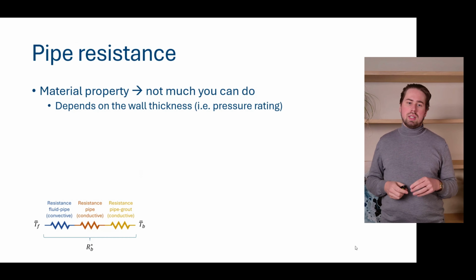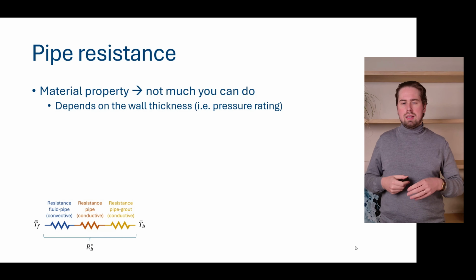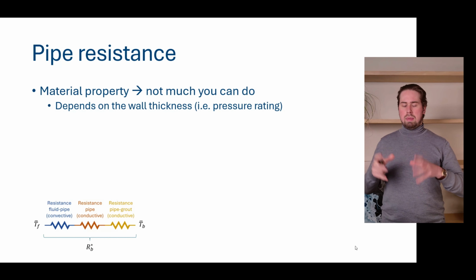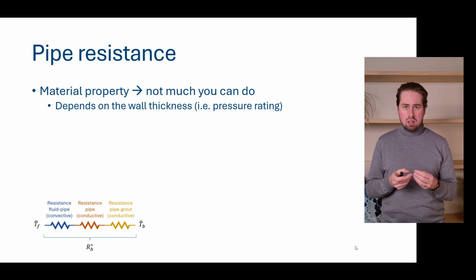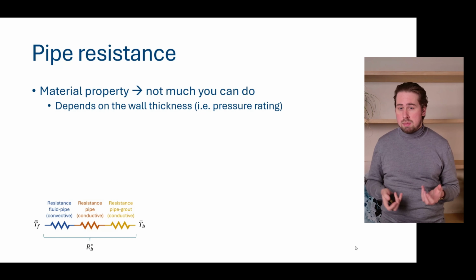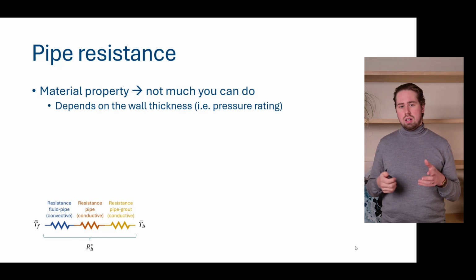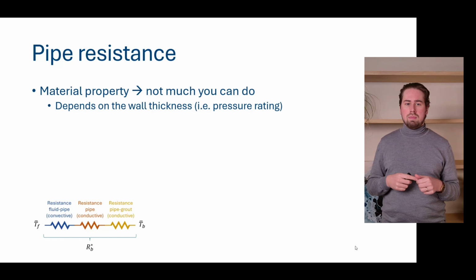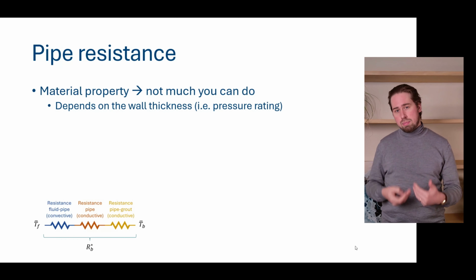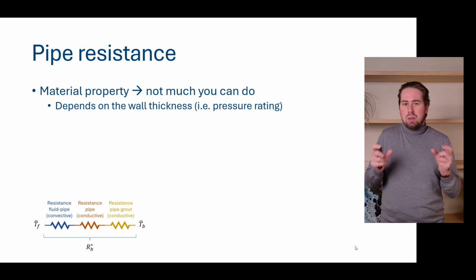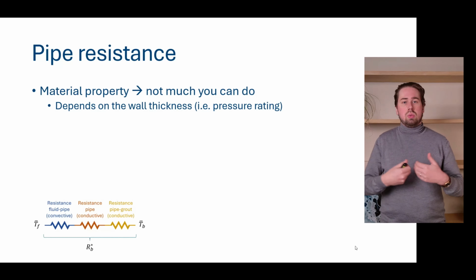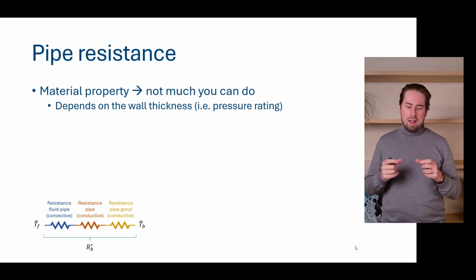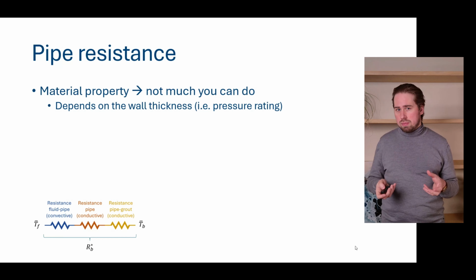The next part is the pipe resistance, and here you typically don't have much of an influence. It depends on the material properties of your pipe, which typically is plastic, and depending on your wall thickness, which is related to the pressure rating of your pipe, it is what it is. If you drill deeper, you typically need a bigger wall, a higher wall thickness to withstand the hydraulic pressure in your pipes, and your pipe resistance will be bigger.